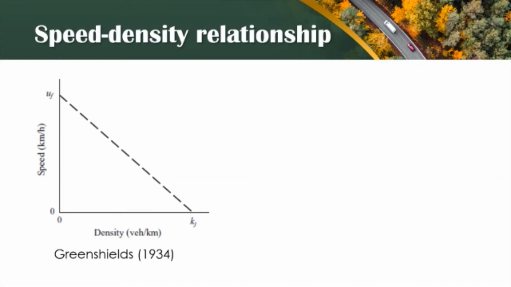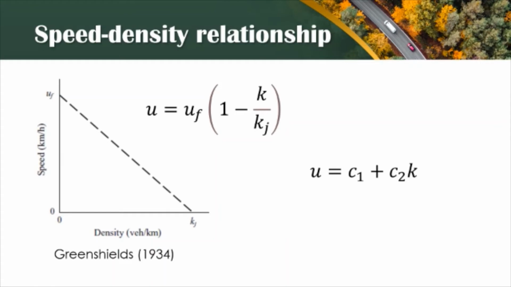As the density increases, the speed of the vehicles on the roadway decreases. The speed reaches approximately zero when the density equals the jam density. In mathematical terms, this linear relationship gives rise to this equation. So this relationship between speed and density leads to a set of mathematical relationships between speed and density.